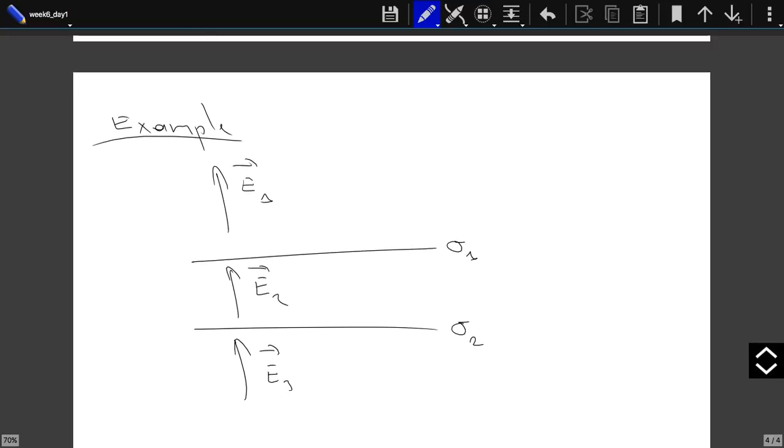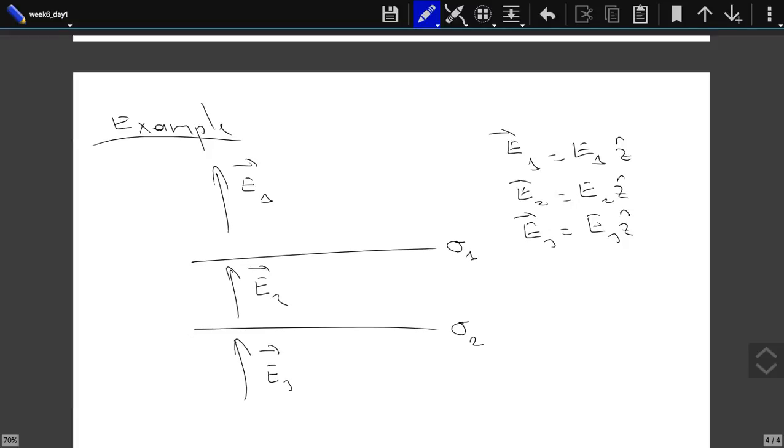I have 3 unknowns. E1 vector is equal to E1 in the z hat, E2 vector is E2 in the z hat, E3 vector is equal to E3 in the z hat. And again, these E1, E2, E3 can be negative or positive. I don't know. It will depend on whether these sigma 1 and sigma 2 are positive or negative, which one is larger in magnitude than the other one. It will depend on many things. So I will allow E1, E2, and E3 to have arbitrary signs. So I have 3 unknowns, and I need 3 equations to determine those 3 unknowns.